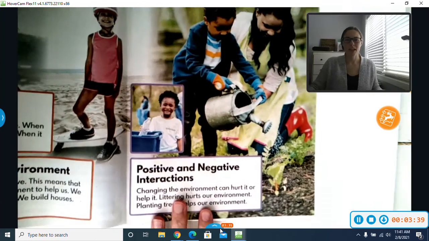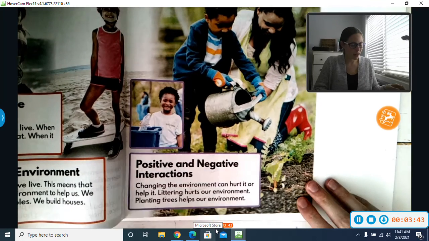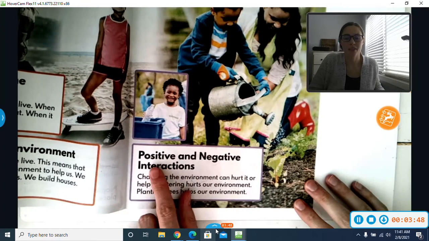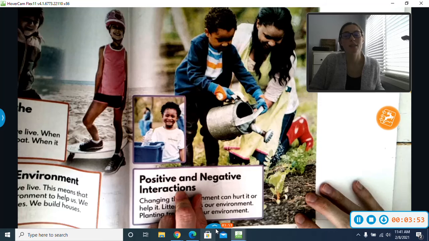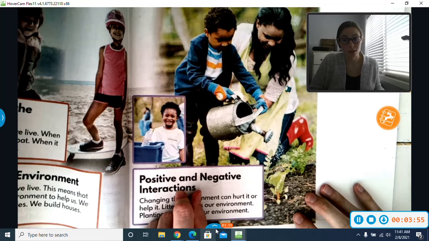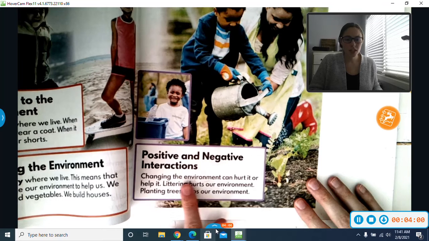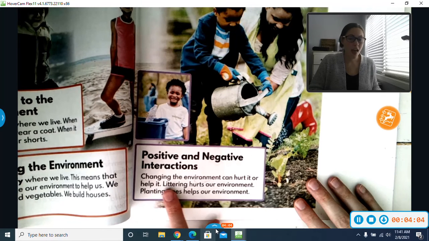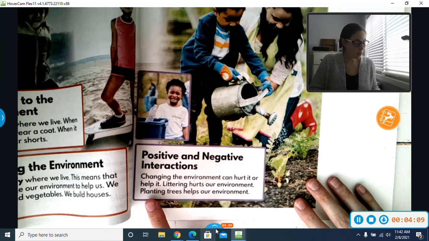Let's look on the next page. You see this boy and this lady watering some plants. This section is called positive and negative interactions. And as we talk about this, I bet you can think of some ways that you have positive or negative interactions with your environment. Changing the environment can hurt it or help it. Littering hurts our environment. That's an example. Planting trees helps our environment.